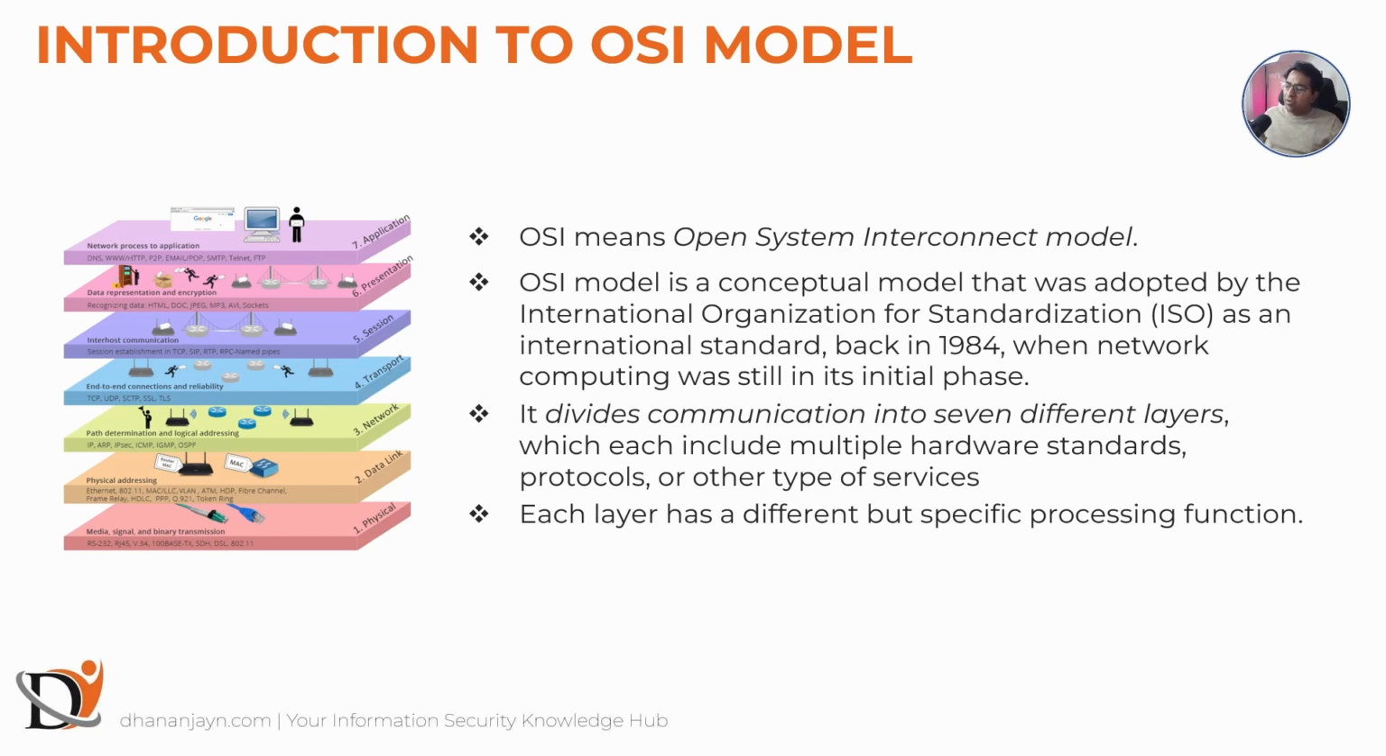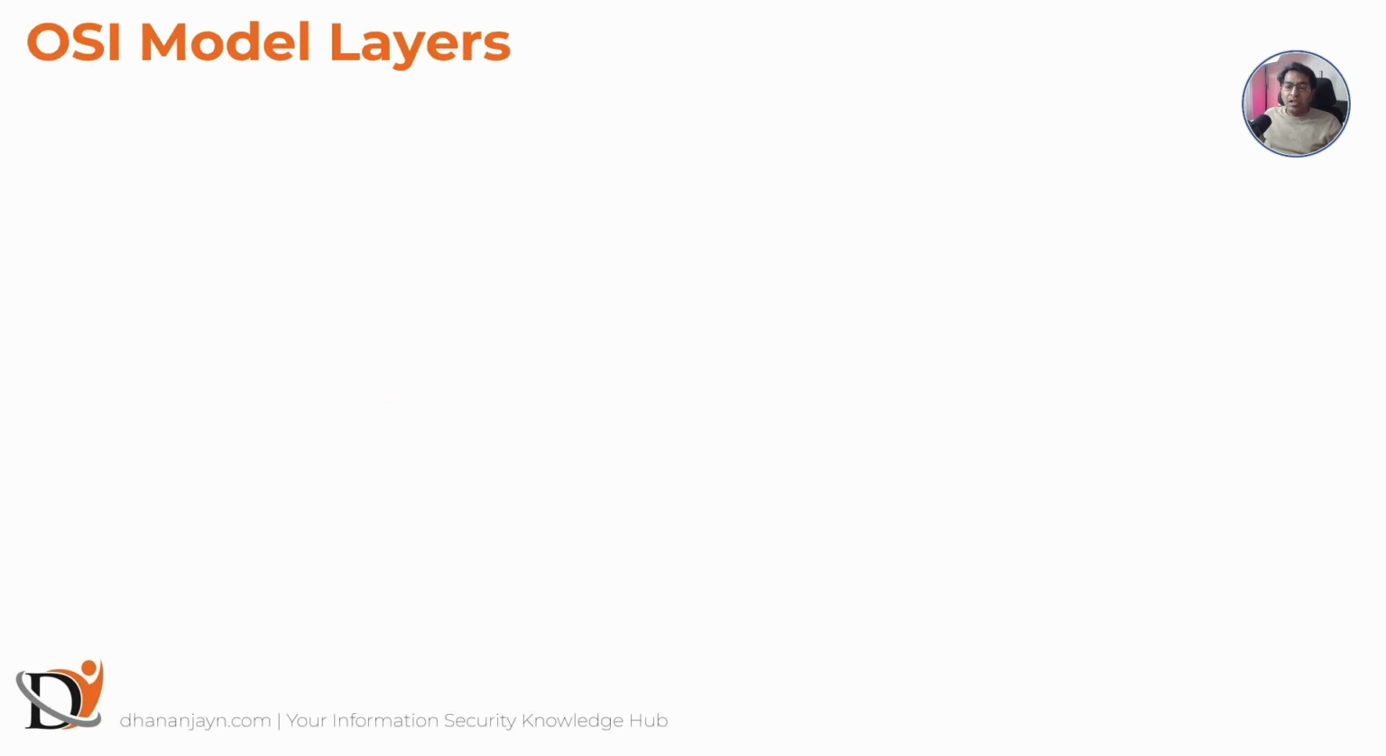The OSI model works by dividing communication into 7 layers, each packed with various hardware standards, protocols, and services. Each of these layers has its own specific role in handling the data that's being transmitted. This layering system makes it easier to manage and understand the complex process of data transfer in a network environment.